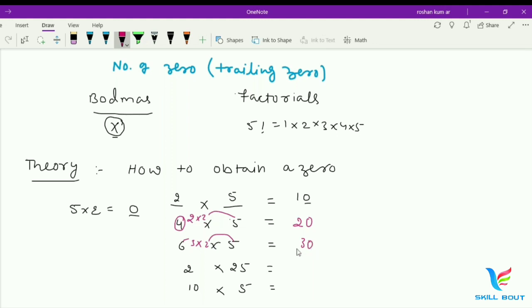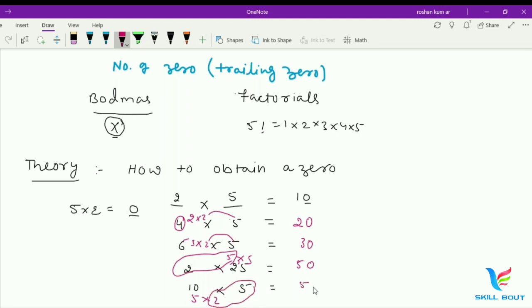So this is called 30. I have 25. 25, I can split it back. It is 5 into 5. So can I say that here also I'm getting a pair of 5? Here also I got 50 and it is 10. So 10 can be written as 5 into 2. So here also you're getting a pair of 5 and 2.